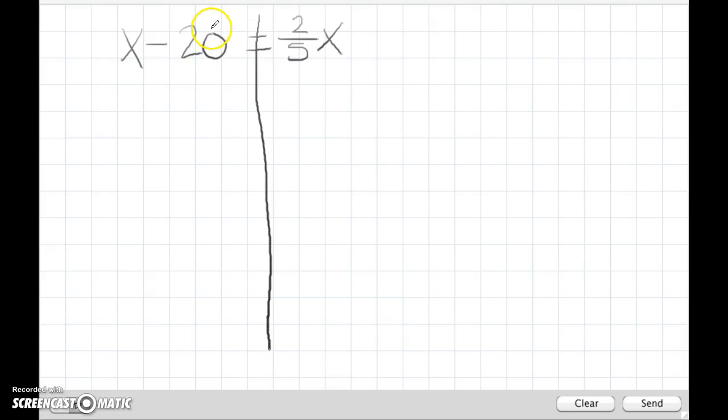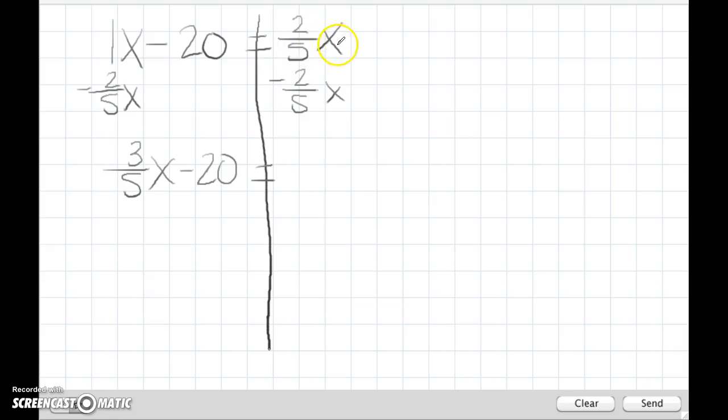And now we're just going to solve this. We don't have the distributive property anywhere. We can't combine like terms. First thing we have to do is to get the x's on one side. So remember, in front of this x, there's actually a 1 there. So to make this a little easier on myself, I'm going to subtract 2/5 x from each side. So when I do that, 1 minus 2/5 is 3/5. You still have the x there. Still have minus 20. But over here, 2/5 x minus 2/5 x is 0. That cancels out. Then we're going to add 20 to each side. So 3/5 x equals 20.